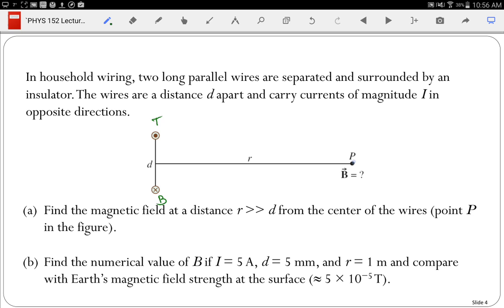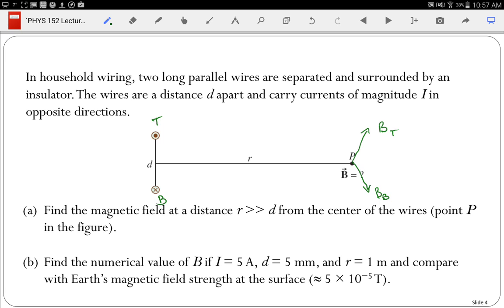Up and a little to the right, because we're not straight out horizontal. So there's the magnetic field from the top. Now what about from the bottom wire? It's going to be down and to the right. So we just use the right-hand rule to get those two directions.